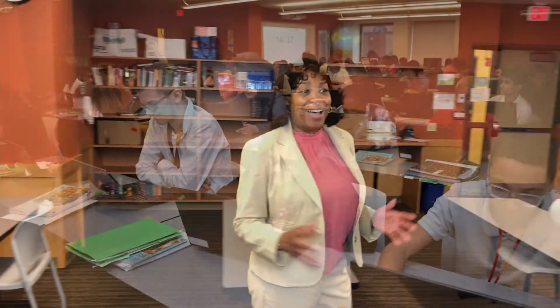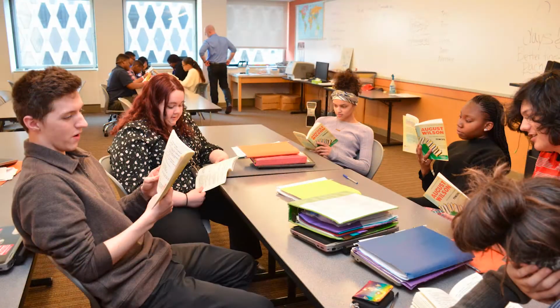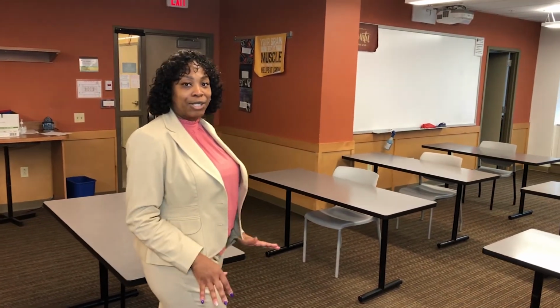Welcome to our cultural literacy classroom. Cultural literacy at City High is a combination of English and history taught together. In this classroom, students are able to learn collaboration skills through project-based learning. They are also able to explore current events through the content area of English and history as well.